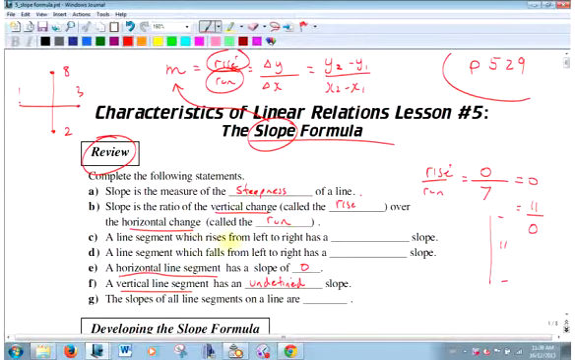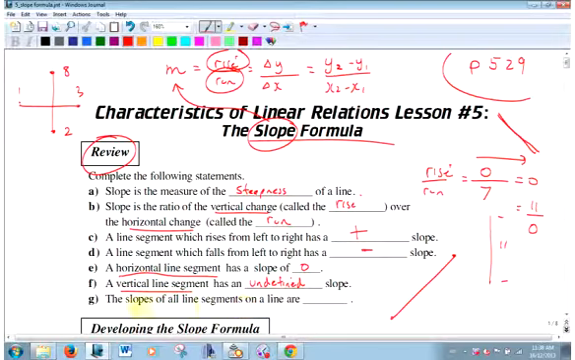A line segment which rises from left to right has a, is that positive or negative? I don't expect you to memorize these words, but when you look at the line, you got to know if it's positive or negative. 99.9% of us, just visual, look at the picture, that's positive. Look at that picture, that's negative. The definition, if it falls from left to right, then it's a negative slope.